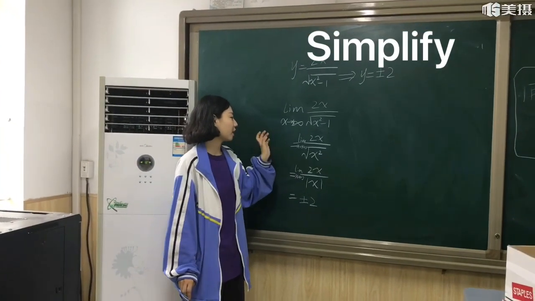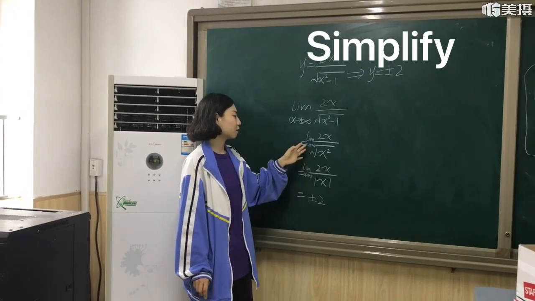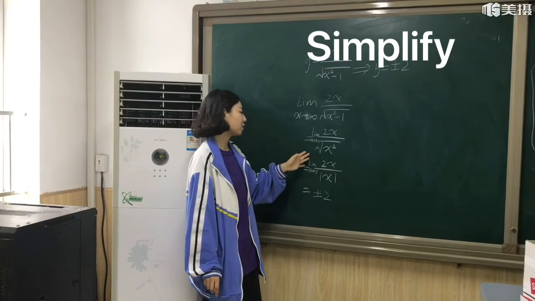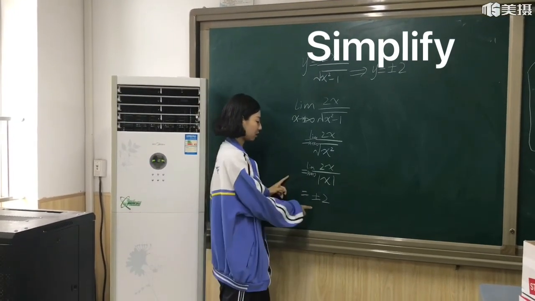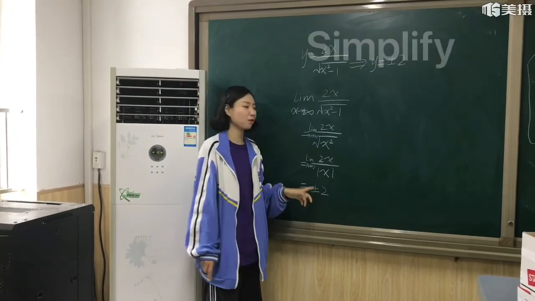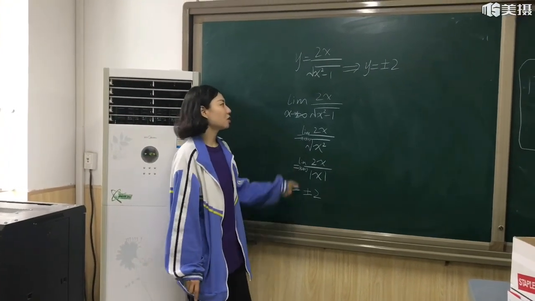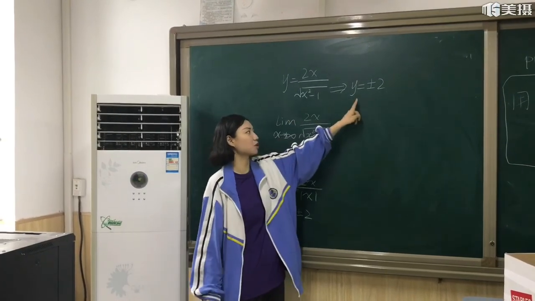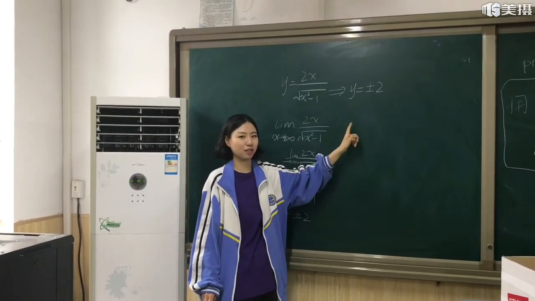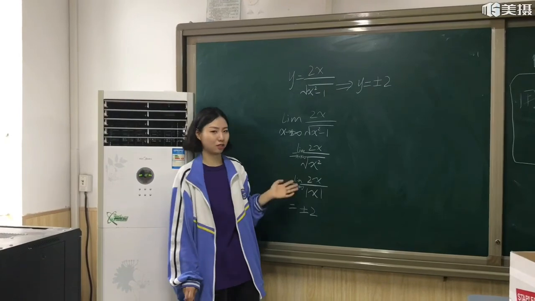And when we plug in positive infinity and negative infinity, the problem can be written as this. The final answers are positive 2 and negative 2. So the horizontal asymptote of this function is y equals positive 2 and negative 2. So the problem is solved.